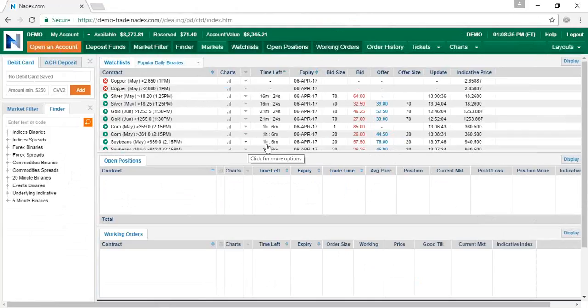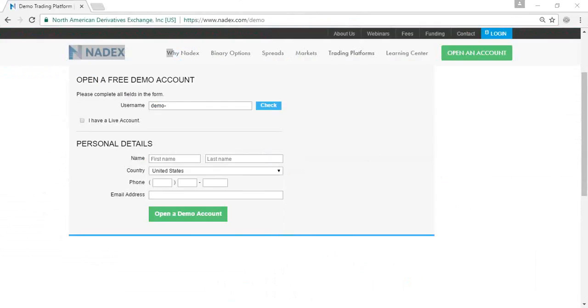If you're a binary trader, demo some spreads. If you're a spread trader, demo some binaries. Anytime you're practicing with a new strategy or system, make sure to utilize the Nadex demo account to master that strategy or system, work out all the kinks, get your rules down in demo before you switch over to your live account and using your live money. So again, take advantage of all this free education that Nadex provides and the free tools.